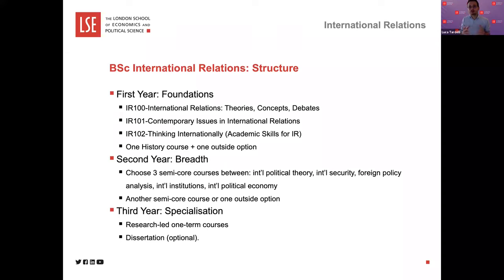Finally, your year 3 will be about specialization. You will take primarily short courses that are really specialized on specific issues. So this is particularly exciting, as I said, because these are usually research-led courses. We'll be focusing on very advanced topics and very specialized topics.